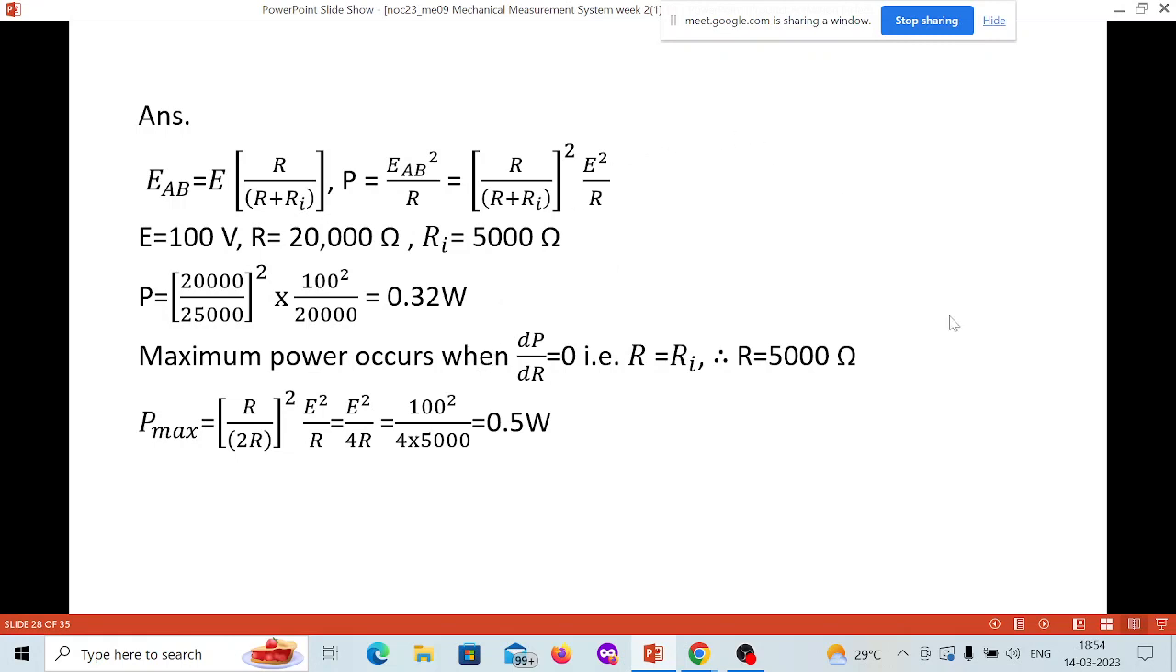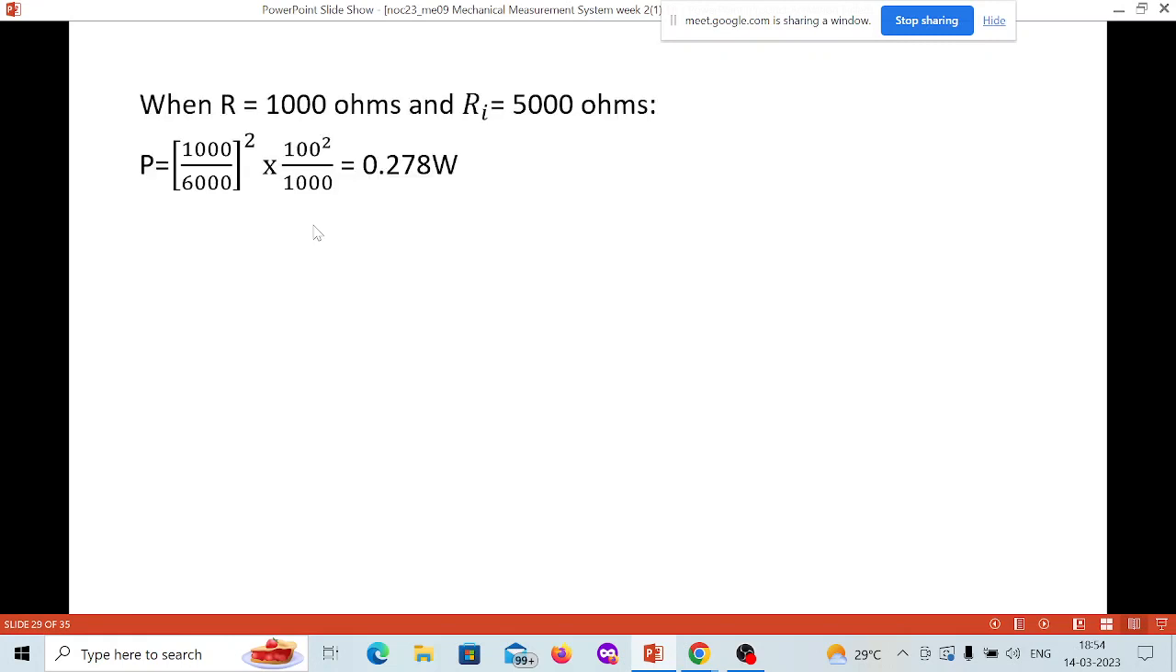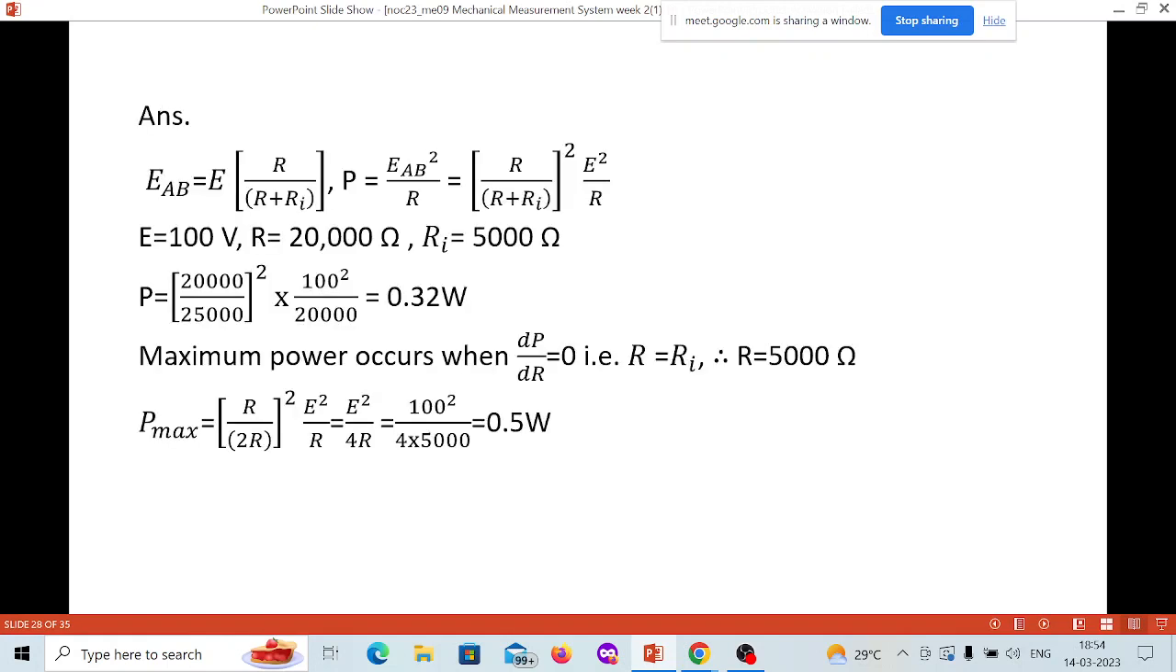So this power goes through the peak at R equal to Ri of 5000, and it reduces on either side if you increase the resistance or decrease the load resistance. So for maximum power transmission, you need to have R equal to Ri, as you can see from the values.